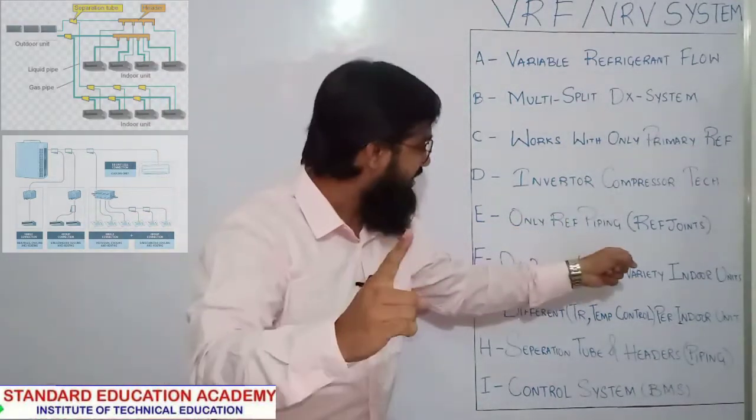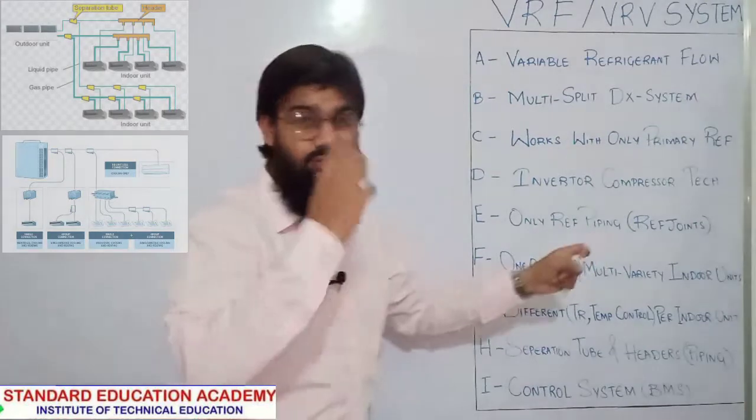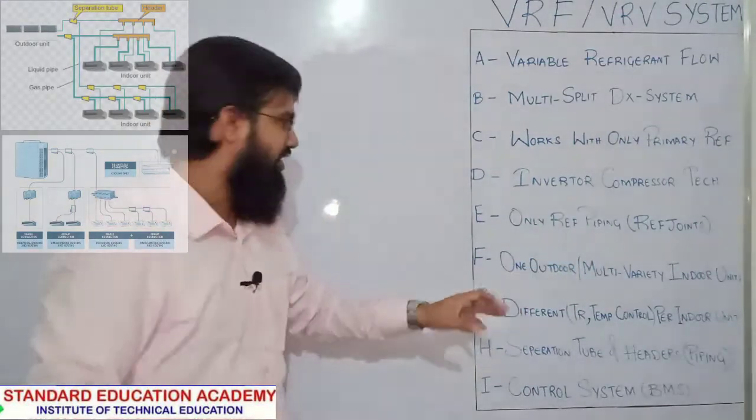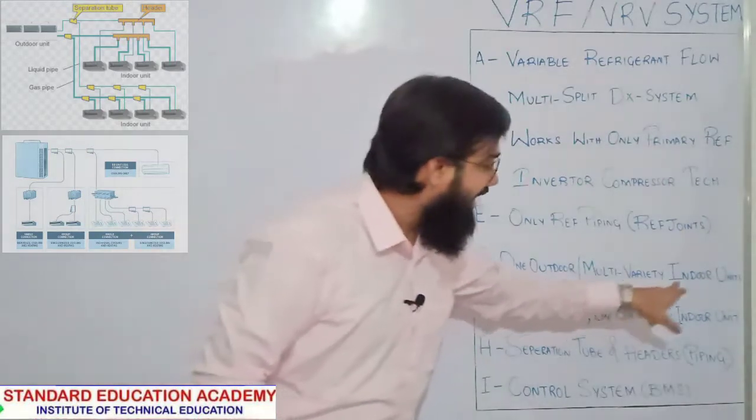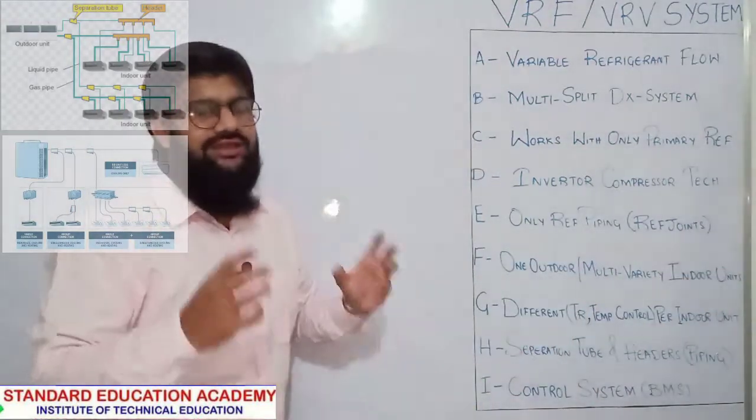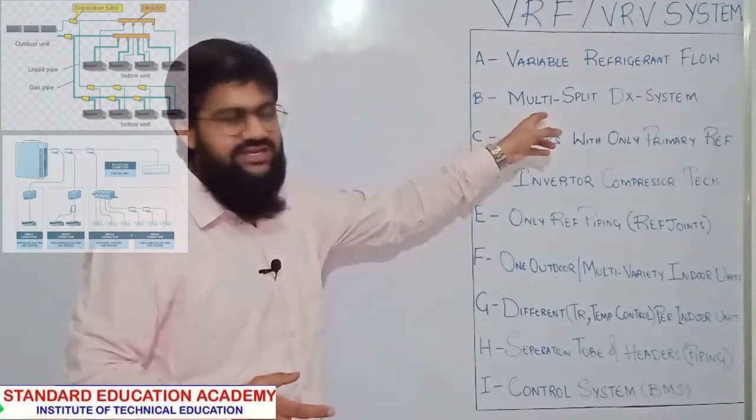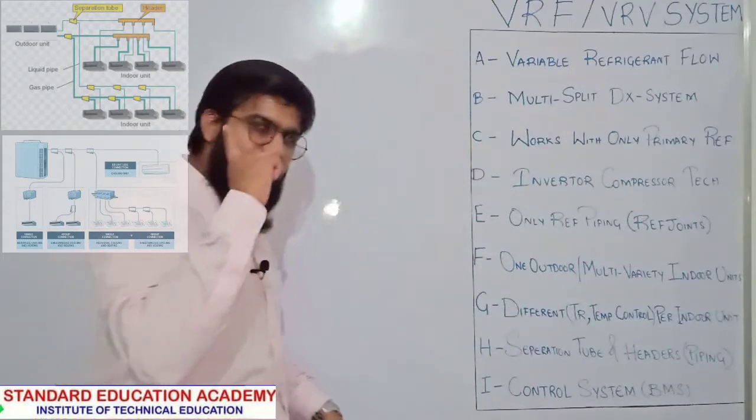Only one refrigerant pipe. Only refrigerant piping. No ducting. Ducting is optional in VRF VRV systems. Then one outdoor, multiple varieties of indoor units. I told you, that's why we are naming it multi-split AC, because we will have only one outdoor and multiple indoors.